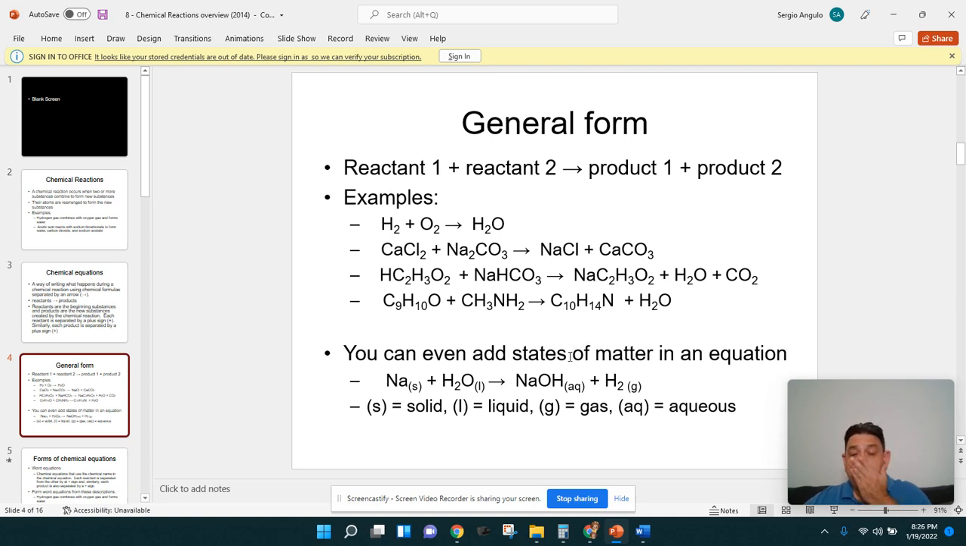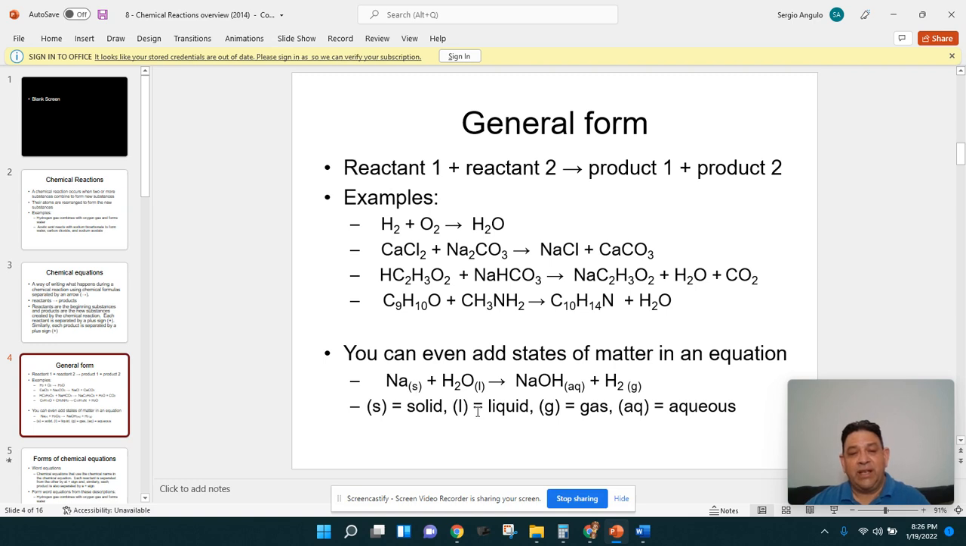You can even add states of matter in an equation. This is optional, but it's done a lot, because sometimes it makes a difference what state of matter something is in. So sodium and water are the reactants in this chemical reaction here. Here, sodium is in the solid state. You have it as a solid. Water is in the liquid state, so you put an L. Notice these parentheses are subscripted. Sometimes they won't subscript them, just make them regular size, but usually you see them subscripted in parentheses.